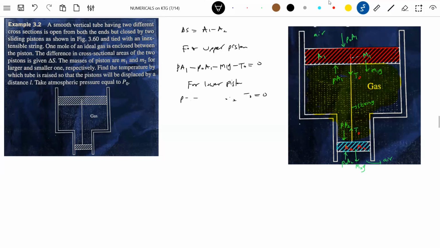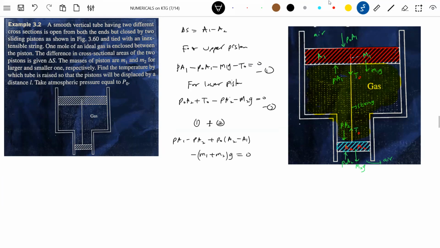Upward forces minus downward forces. Let me write it in order. Upward should be positive, no? So P0A2 plus T0 minus PA2 minus M2G equals 0. Let me add equations 1 and 2. Adding, PA1 minus PA2, that is P(A1 minus A2), minus (M1 plus M2)G equal to 0.